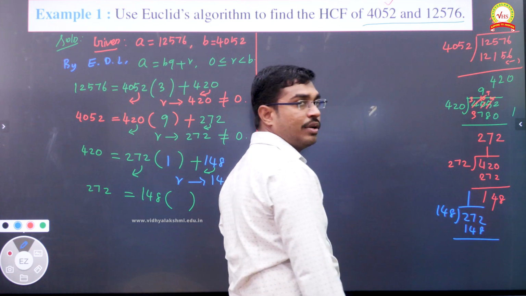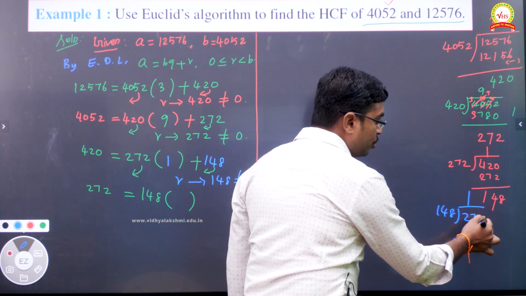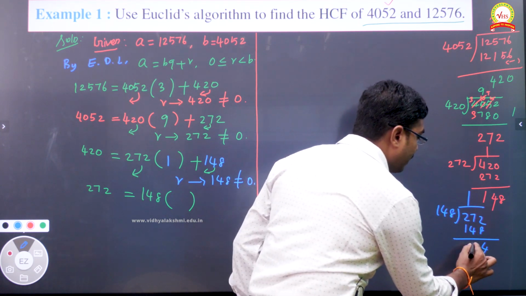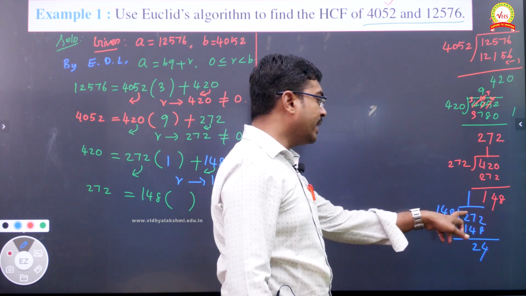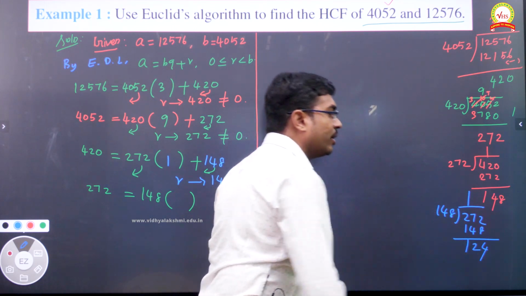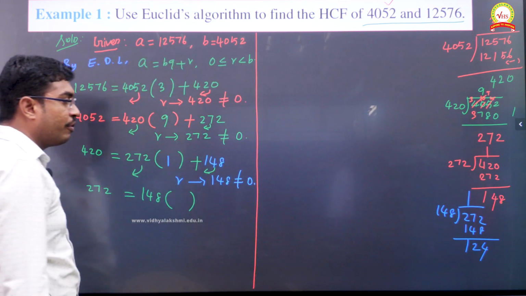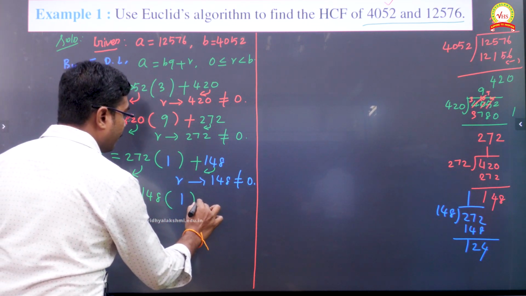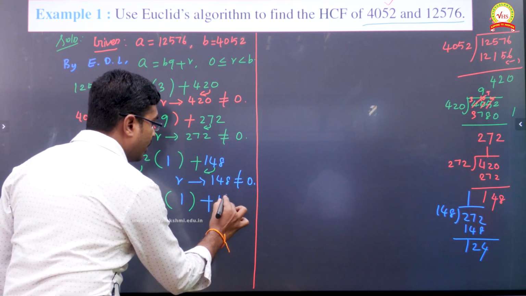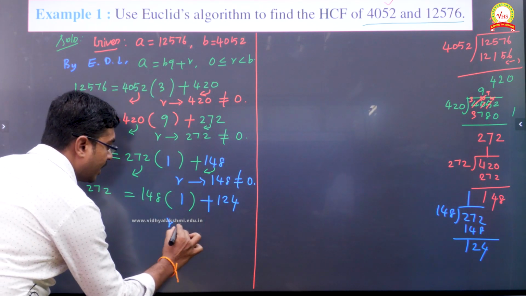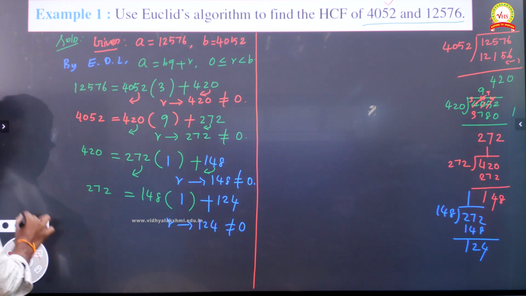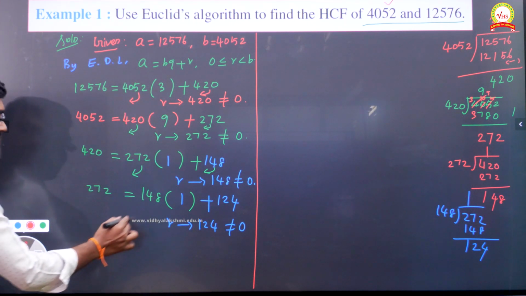So subtract the value correctly. Take the borrow. 12 minus 8 is 4. Now here is 6. 6 minus 4 is 2. Here is 2. 2 minus 1 is 1. So 1, 2, 4 is the remainder. So the quotient is 1. The remainder is 124, which is not equal to 0. So then the process continues.